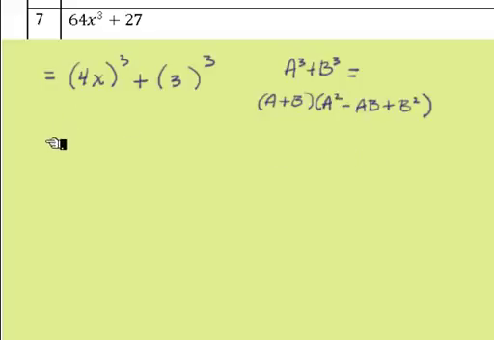Okay, so let's just use our formula and fill in. Here we fill in with the sum, 4x plus 3. Okay, and now right here, we just square that. Square the first term, we have 16x squared. There's a minus sign here. Multiply these together, and we have 12x. Square this last term, and that's a plus 9.